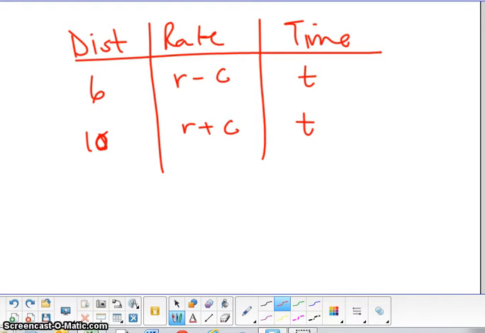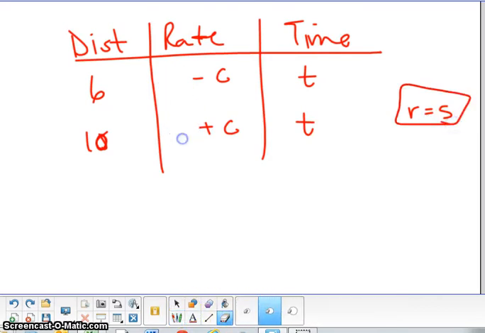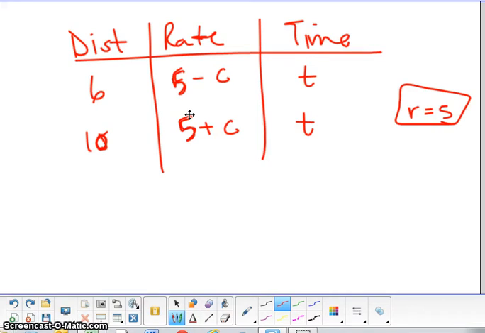They did tell us in the problem also that the rate of the boat is 5 miles per hour. So R, we're going to replace for R in this rate chart. So I'm going to put a 5 here and a 5 here. Okay, so if we are trying to set up an equation, we know that rate is the distance divided by the time. We know the time is the distance over the rate, etc.